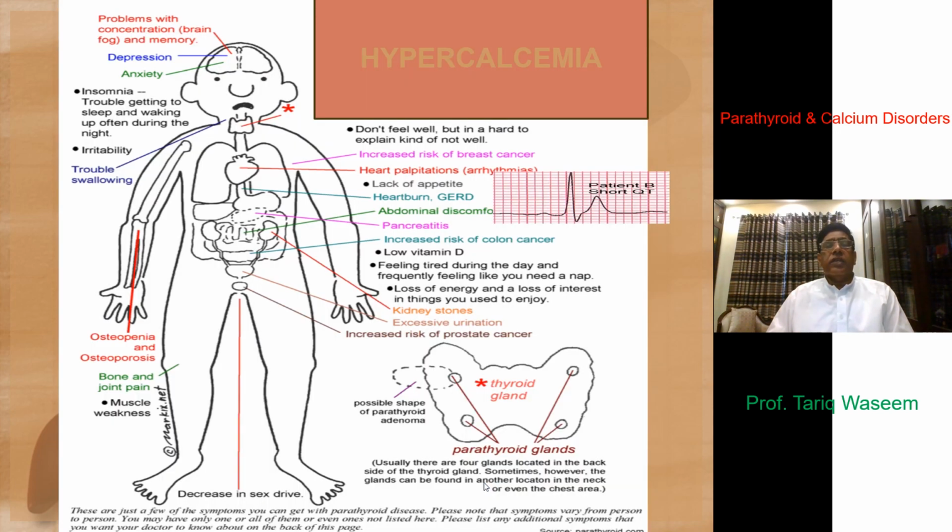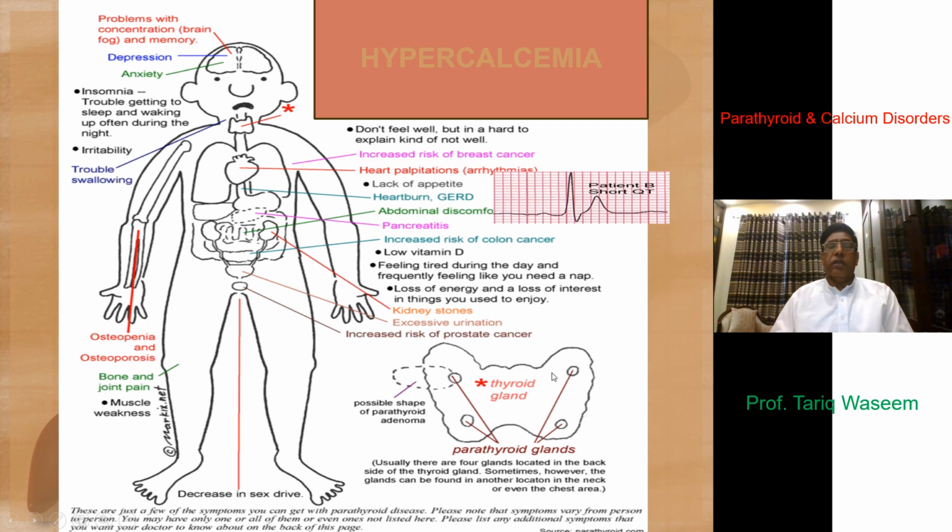Now this is a case of hypercalcemia. Why, we'll be talking in a moment, but this is how hypercalcemia manifests. The hypercalcemia can lead on to depression, the cognitive decline in the form of depression or anxiety, or the patient may be insomniac, may be irritable, they may have some difficulty in swallowing, but more importantly, they may have palpitations, they may have osteopenia and osteoporosis, right?